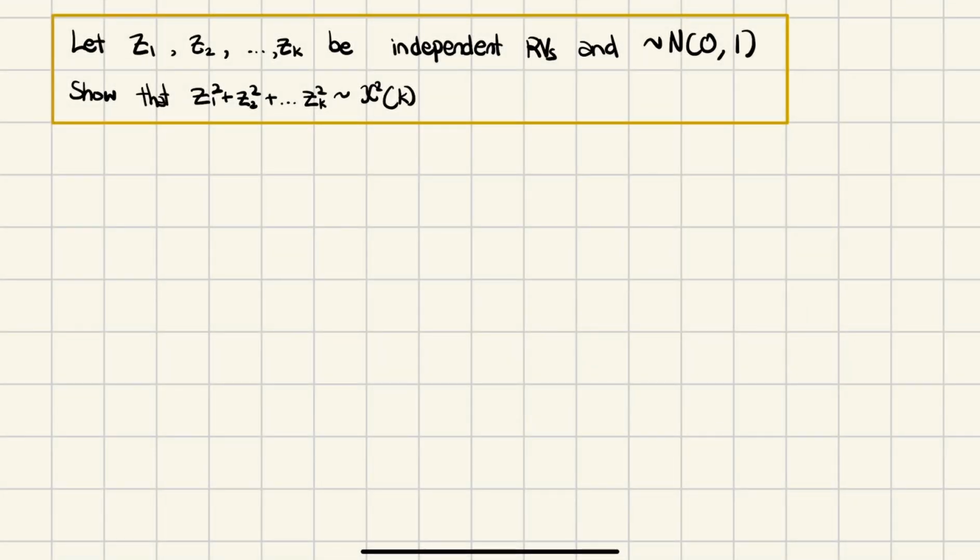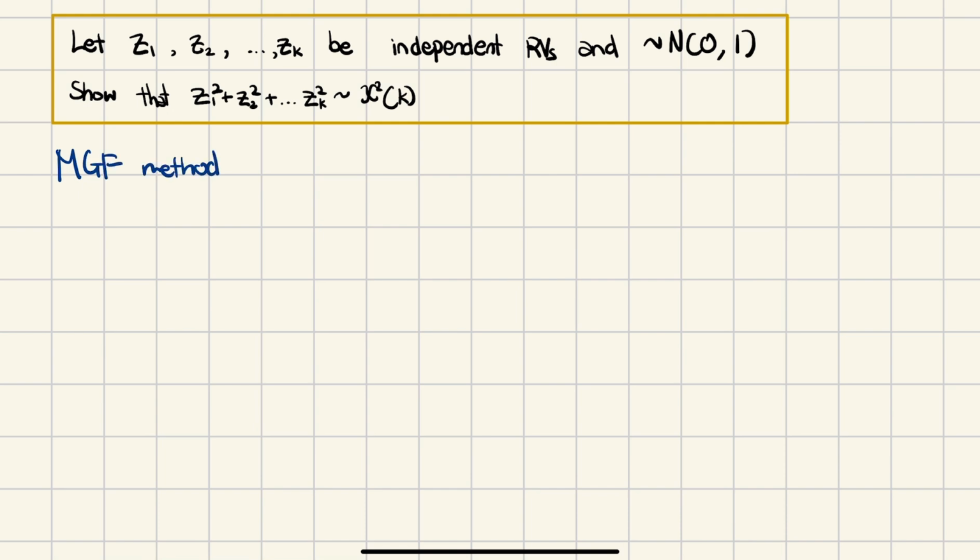Let z1, z2, all the way until zk be independent random variables following a standard normal distribution. Show that z1 squared plus z2 squared all the way until zk squared follows a chi-squared distribution with k degrees of freedom. To do this, we have to use the MGF method.